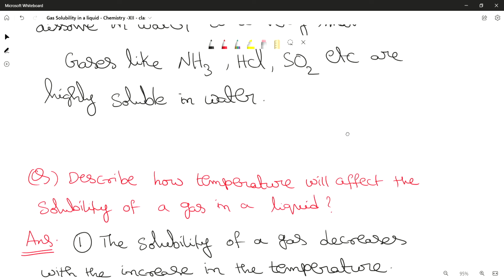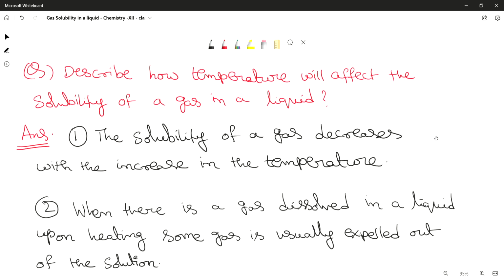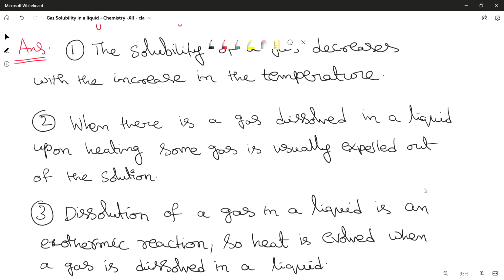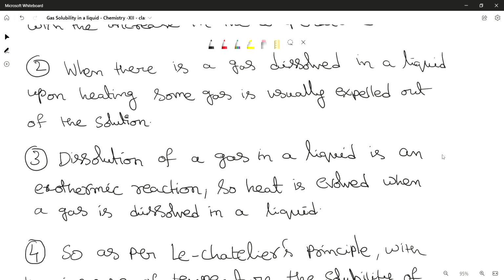Let's go to the next question: describe how temperature will affect the solubility of a gas. This is a very important question. The solubility of a gas decreases with the increase in temperature. When a gas is dissolved in a liquid, upon heating, some gas is usually expelled out of the solution. That is a very general thing. When you start boiling Coca-Cola, you can see the carbon dioxide bubbles coming out of it. That's a very known thing.